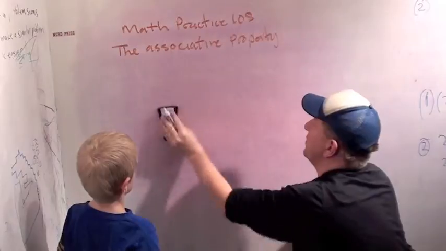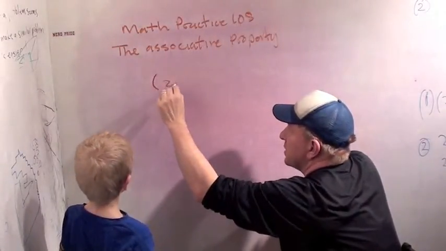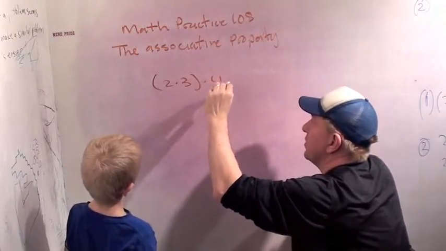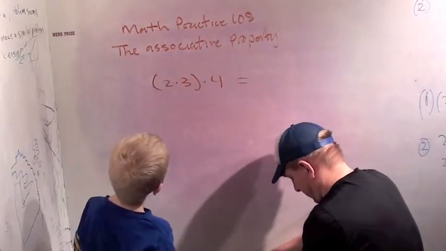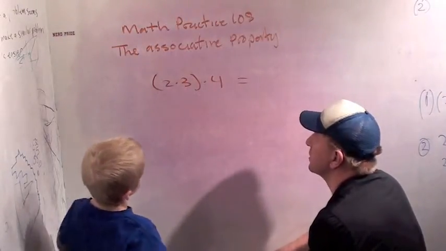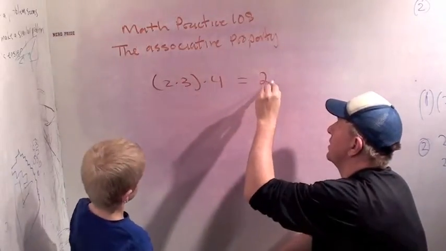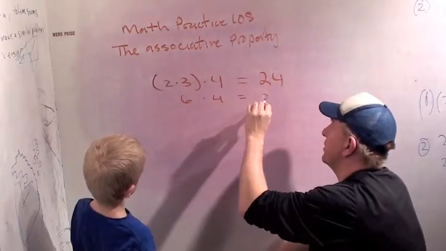Oh, this color doesn't erase very well, does it? Alright, so 2 times 3 times 4, what is that? Well, 2 times 3 is 6. 6 times 4 is 24. Okay, so this is 6 times 4, which is 24.